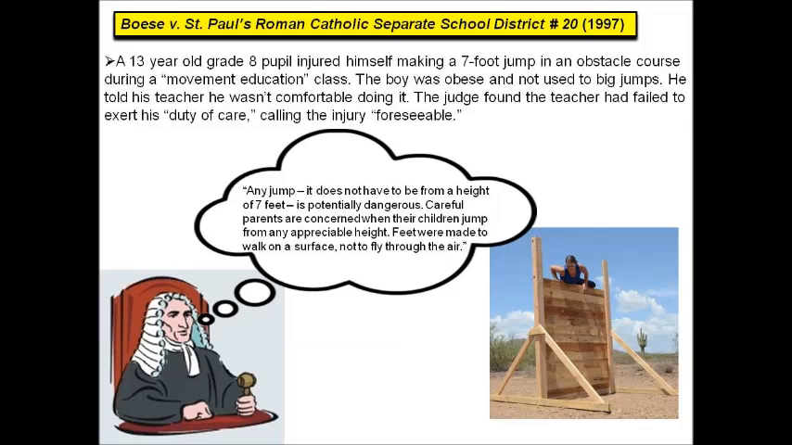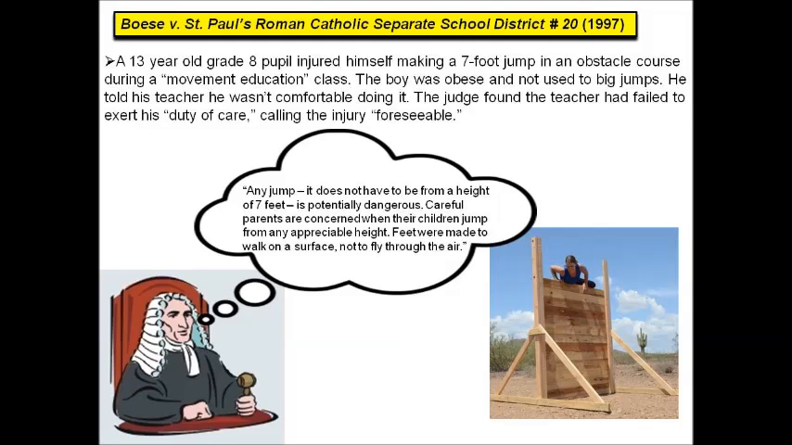Like, so what does that mean? Does that mean anytime I have students jump, given that feet were not meant to fly through the air, the only thing we can do is walk on a surface? What does this mean exactly, right? Would a careful parent say no jumping ever, right? What are we to make of that?